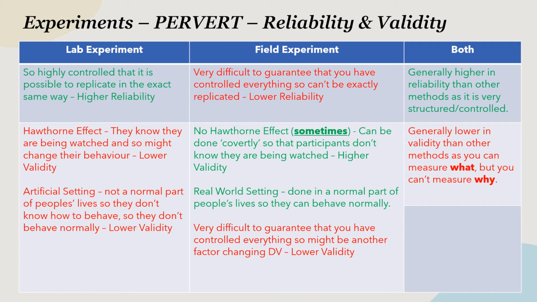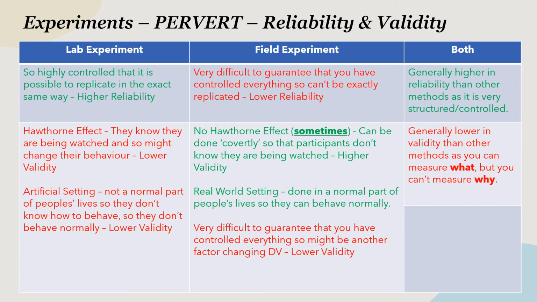So what we've got then is in a lab experiment, all the participants know they're being watched. There's no way of doing a lab experiment without that, because the participants have to come to this artificial environment. They have to be invited to this artificial environment. So they know that they're being researched. They might not know why they're being researched or what the focus is, but they know they're being watched, and so they're not likely to behave in a normal, natural way. And that means it's low in validity.